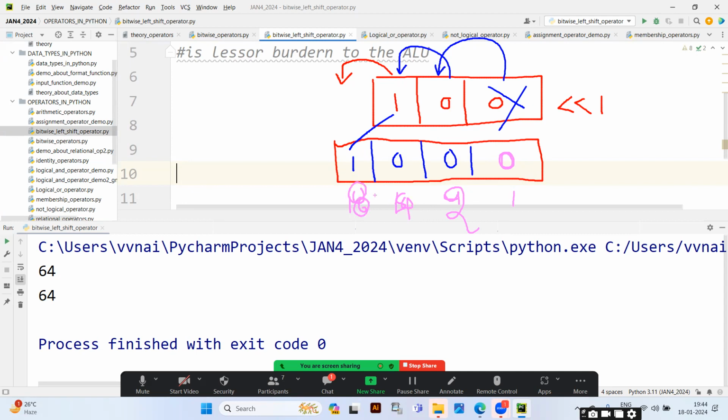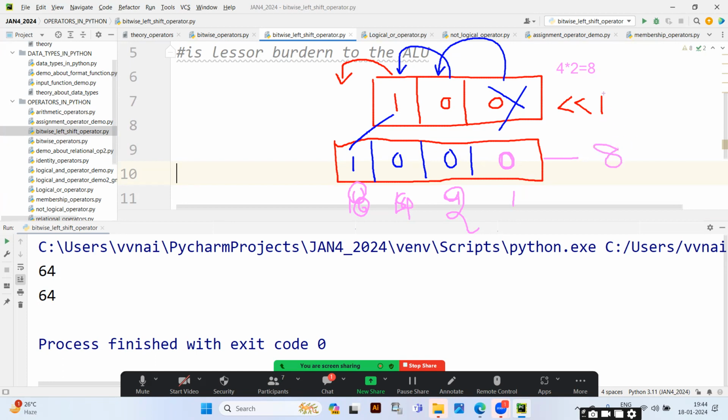I said, right, 4 into 2 is equal to 8, as well as the same value: binary 4 left shifted once is also 8 only. Now this value is going to become 8.